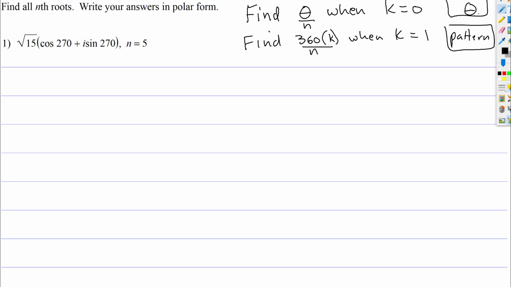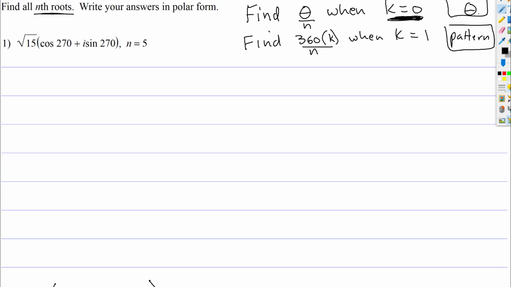Okay, finding all nth roots. What a pain. So, I've come up with kind of a fast way to do it. The first thing that I want you to do is find the starting theta when k is equal to 0. And remember, it's the nth root of the radius, and then cosine of theta divided by n, plus 360 degrees times k divided by n.